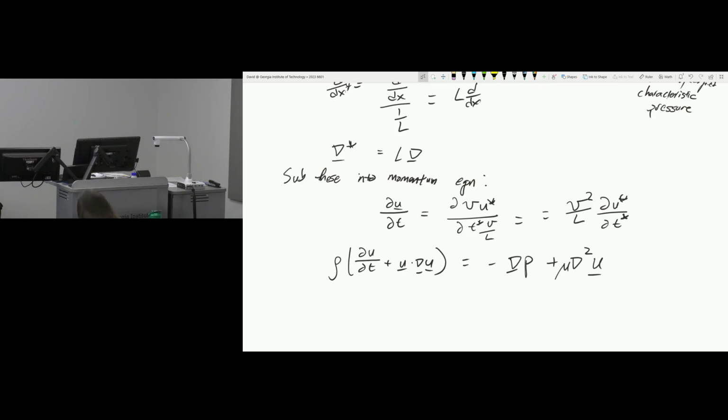Do you understand how to do this one? So this is in terms of dimensional variables. We want to write this whole thing dimensionless. And when you do that, you're going to get dimensionless numbers popping out. Everyone needs to do this at least once in their life. So we're just going to do it together.